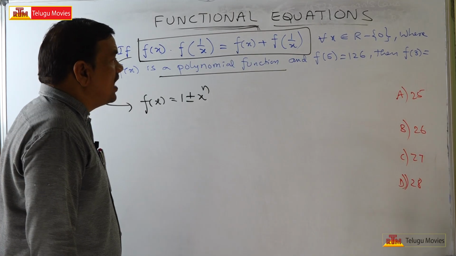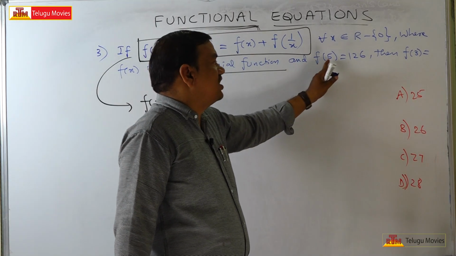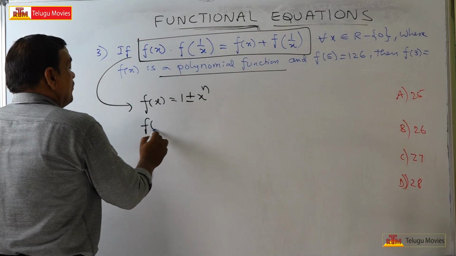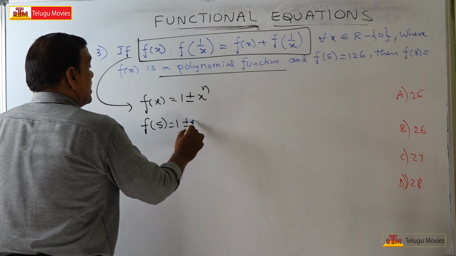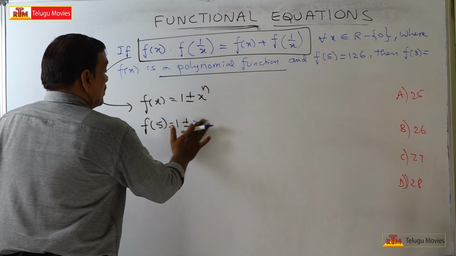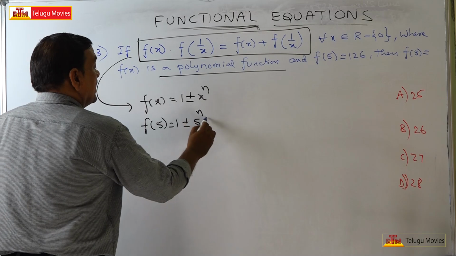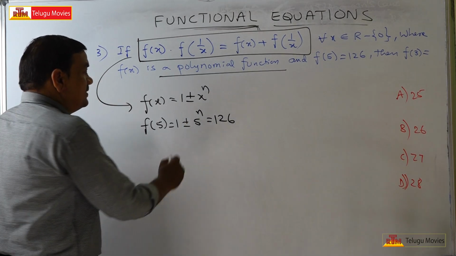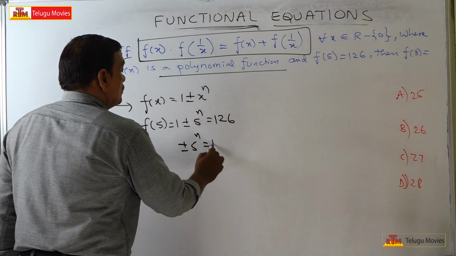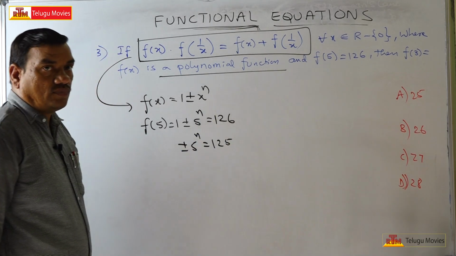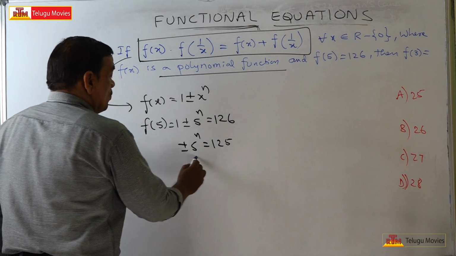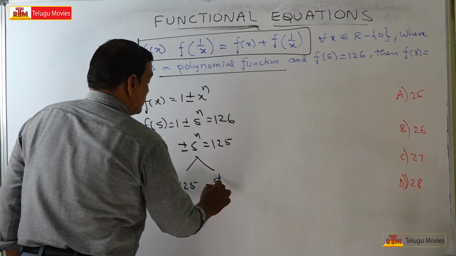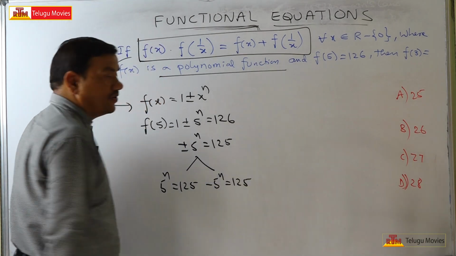So it is given f of x is equal to 1 plus or minus x power n. To find the n value, one condition is given: f of 5 is equal to 126. So f of 5 is equal to 1 plus or minus 5 power n, which is equal to 126. From this, plus or minus 5 power n is equal to 125. Now here two cases arise: 5 power n is equal to 125, or minus 5 power n is equal to 125.